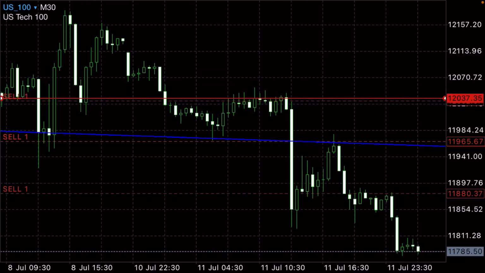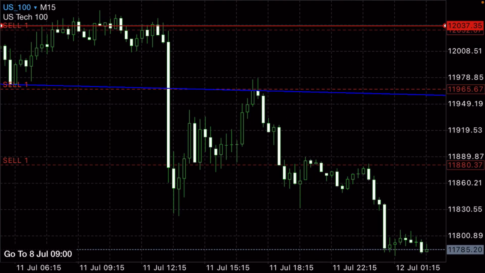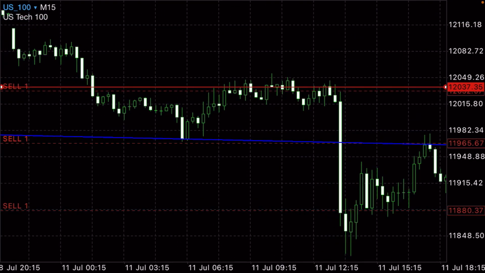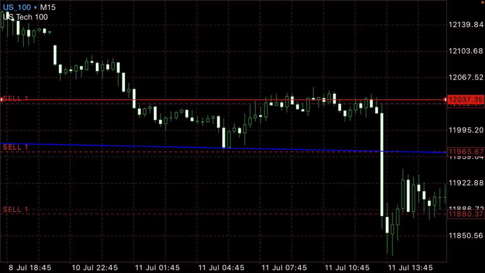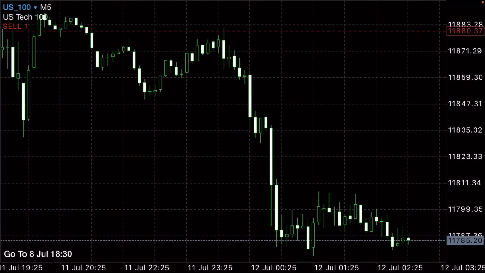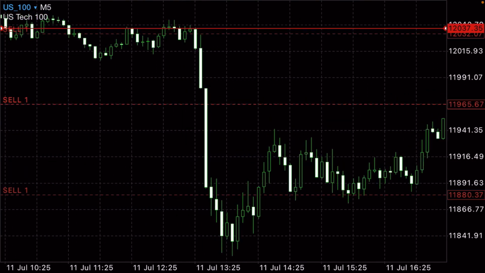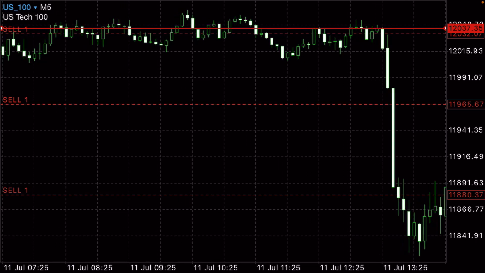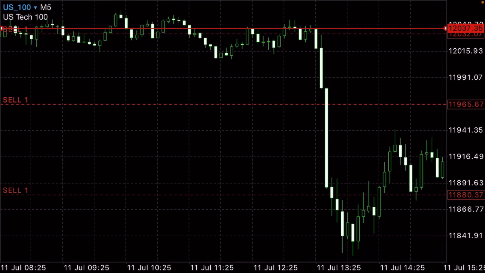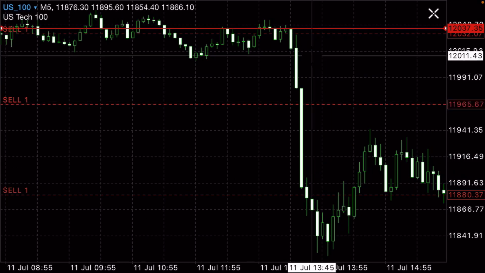bearish movement. Then if I go on the lower time frame again, that's the 15-minute chart, you can see what was going on here. So for the entry for this one, if I go on the 5-minute chart, you can see what was going on here.